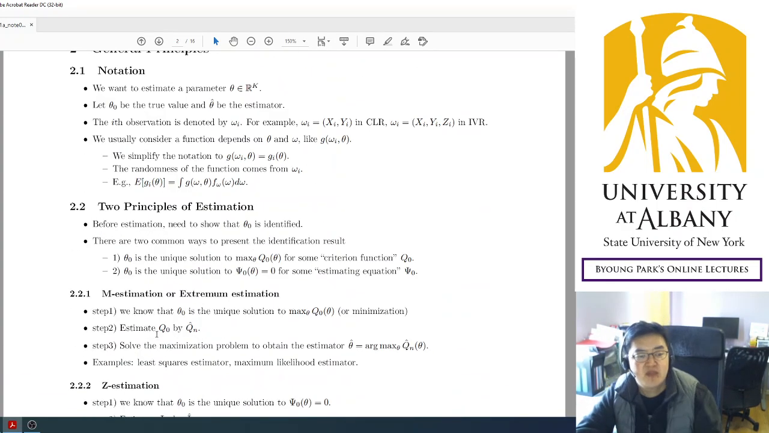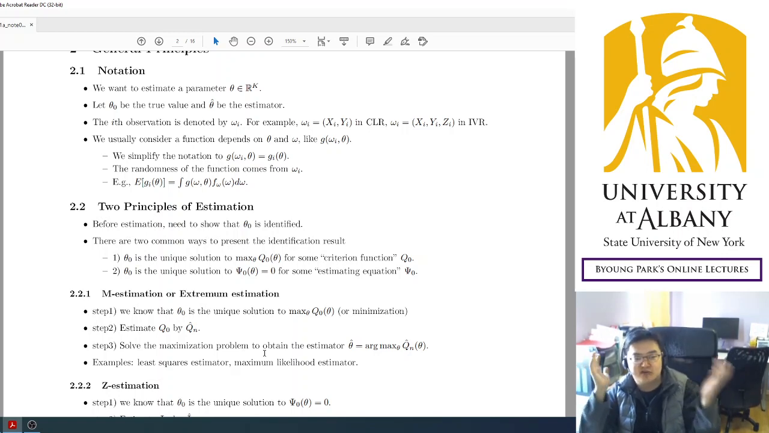That's an example of extremum estimation, and maximum likelihood is the same. It also maximizes something. So minimization, maximization are the same. So these two famous examples fall into the case of extremum estimation. So extremum estimation is more common in many cases in econometrics.